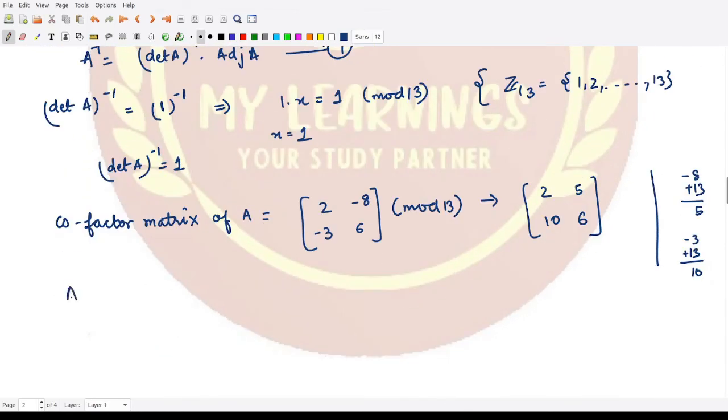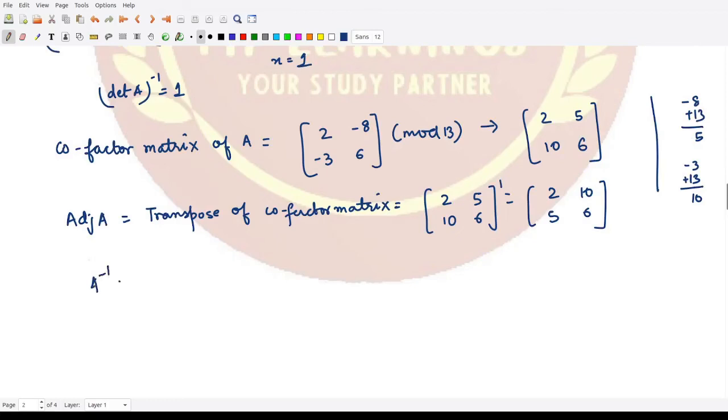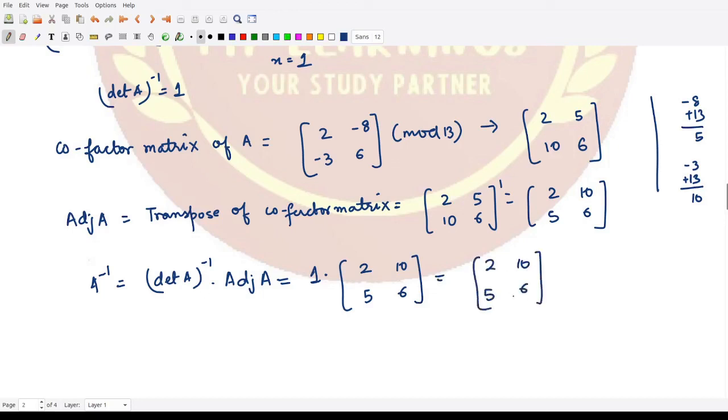Now once we have the cofactor matrix, the adjoint of A is nothing but the transpose of the cofactor matrix, right? And you can very easily compute the transpose of 2, 5, 10, 6, right? It is equal to 2, 10, 5 and 6. So this is your adjoint of A. Now once you have the adjoint of A, you can very easily compute the inverse. It is the inverse of the determinant of A multiplied together with the adjoint of A, right? So what is the inverse of the determinant of A? It is just equal to 1 multiplied with this matrix 2, 10, 5 and 6. So your matrix is the same matrix as your adjoint of A. So I say this is A inverse.